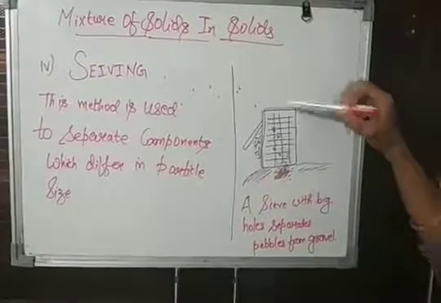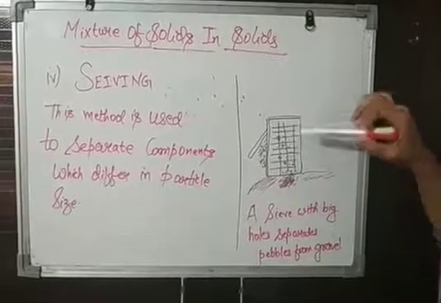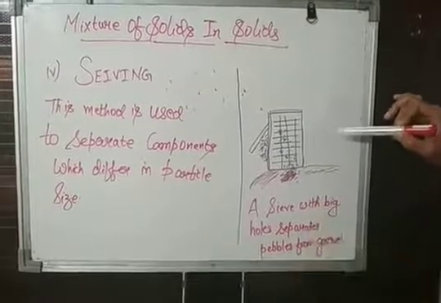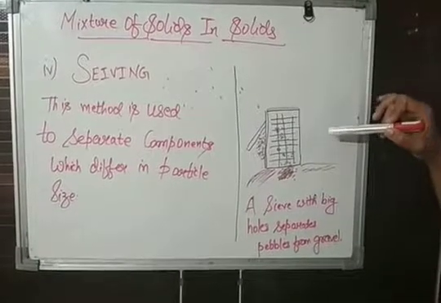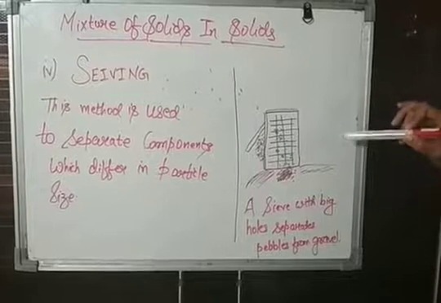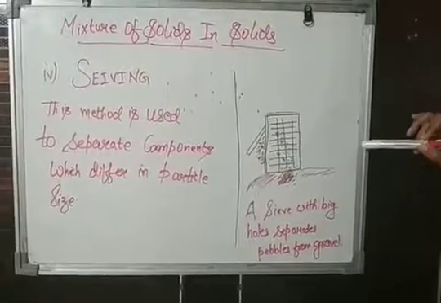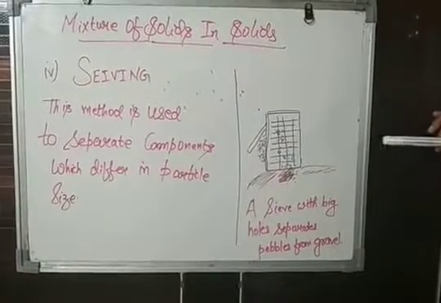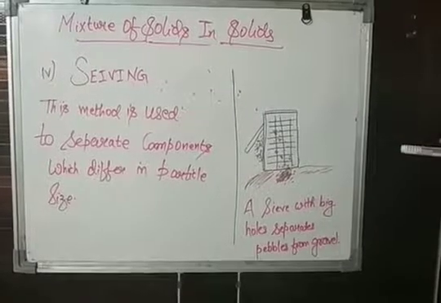In this figure, this is a sieve with big holes, right? And using these holes at a construction site, a man can separate pebbles from gravel. So this is the sieving process, with the help of which you can separate pebbles from gravel. You could separate stones from rice with the help of a sieve. You could use the sieving method to separate components which differ in particle size.